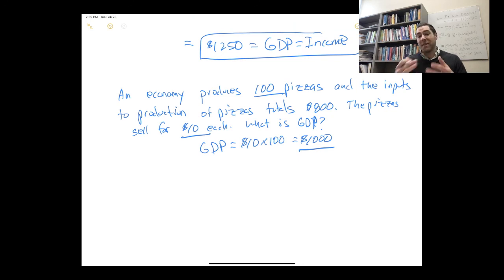So sometimes we need to think about the value of the intermediate goods, given the way the information is provided. Other times we don't. So as you read the questions in the homework, be very careful to pay attention to the information you have and how you can assemble that to arrive at GDP.